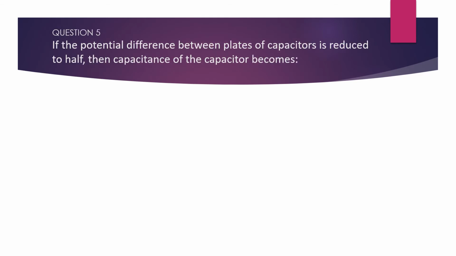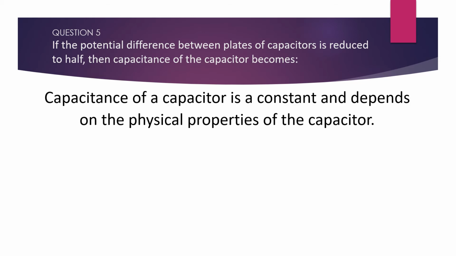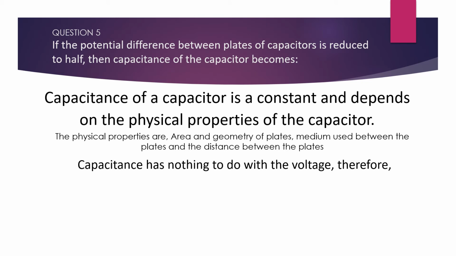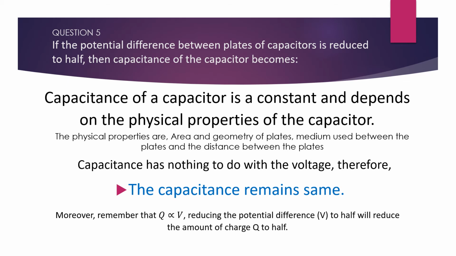Question 5. If the potential difference between plates of a capacitor is reduced to half, then the capacitance of the capacitor becomes. Note that the capacitance of a capacitor is a constant and depends on the physical properties of the capacitor. The physical properties are area and geometry of plates, medium used between the plates, and the distance between the plates. Capacitance has nothing to do with the voltage, therefore the capacitance remains constant.